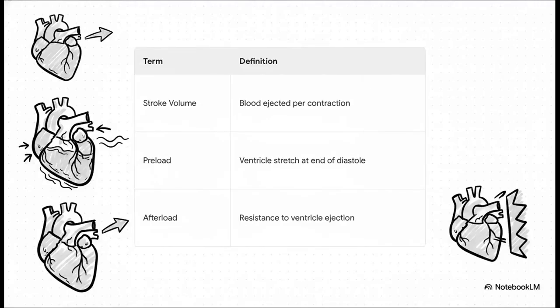Let's dig into that stroke volume a little bit more because it's important. You have preload and afterload. Think of preload as how much the heart muscle is stretched right before it squeezes, basically how full is the tank. And afterload is the resistance, the squeeze. It's how hard the heart has to push to get that blood out into the body. Both of these are going to directly affect how much blood gets pumped with every single beat.